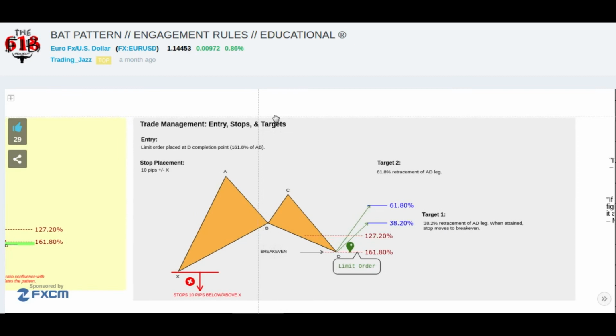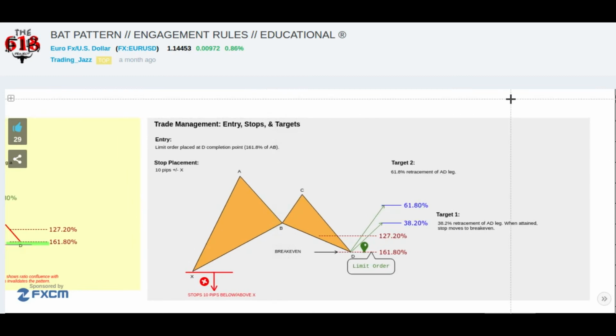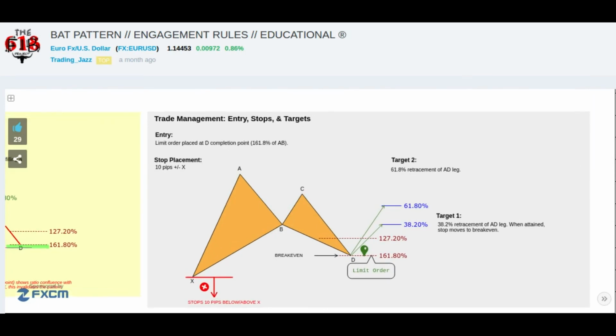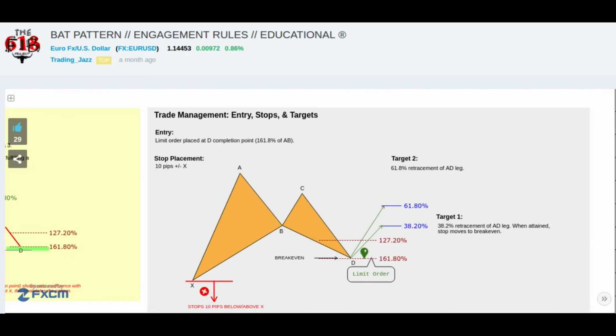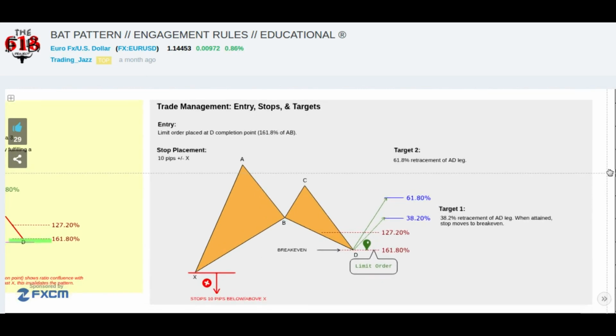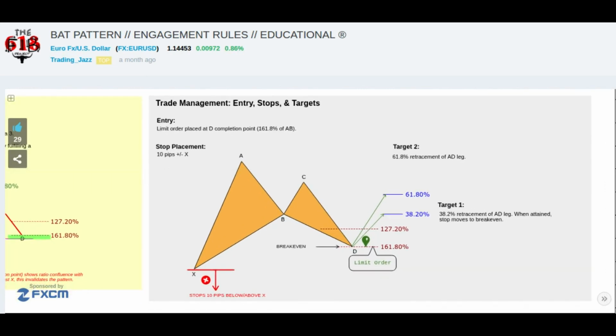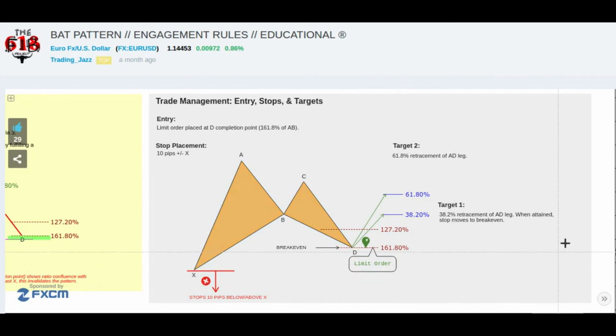Trade management. Entry, stops, and targets. Simple rules. The entry limit order is placed at the D completion point, 127.2% of A to B. Stop placement is more or less 10 pips beyond X. You should adjust it to your own risk management strategy and always take a look at previous structure.